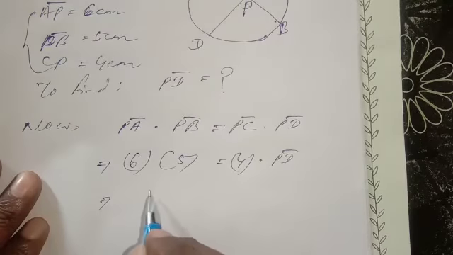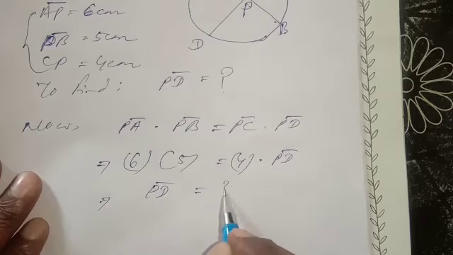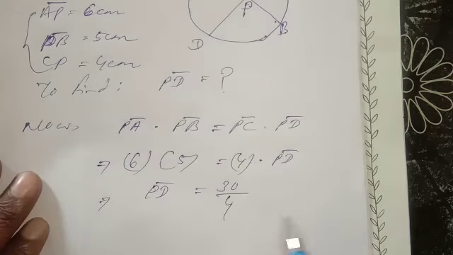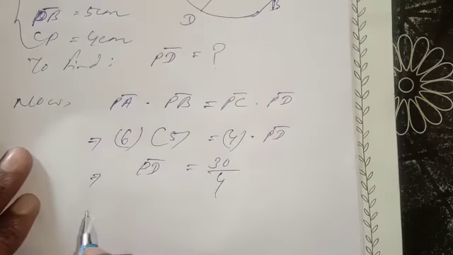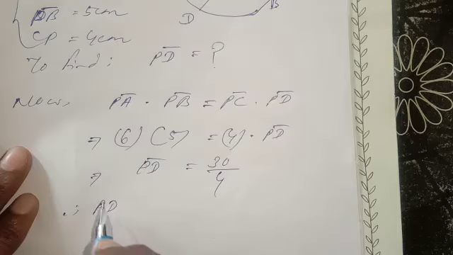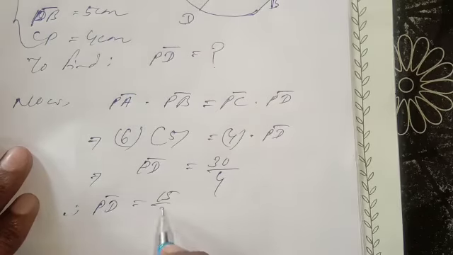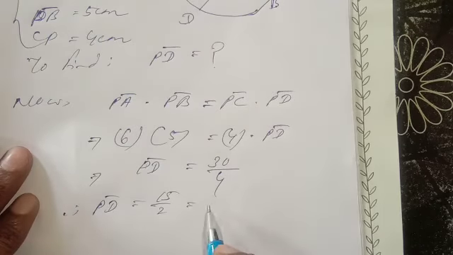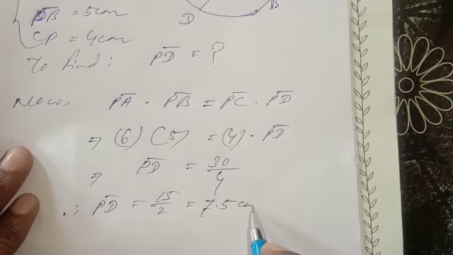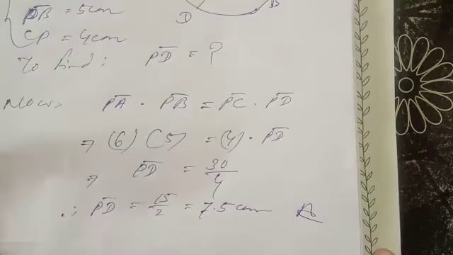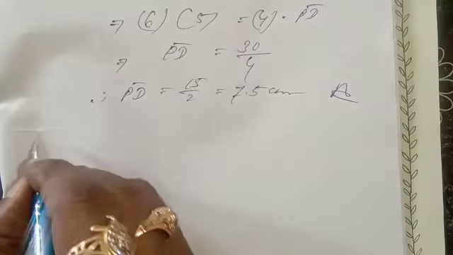6 5 is 30, that means PD will be how much? 30 by 4. 30 by 4 means 15 by 2. The length of PD is equal to 15 by 2, which means 7.5 centimeter. The first part is completed. Let us go to the second part.